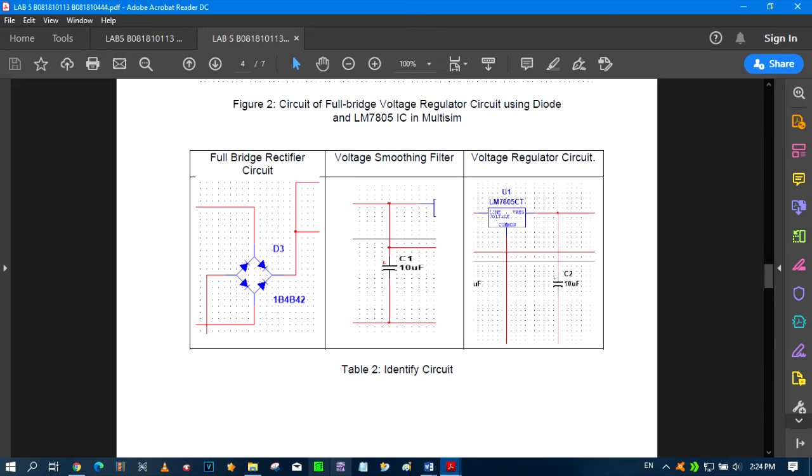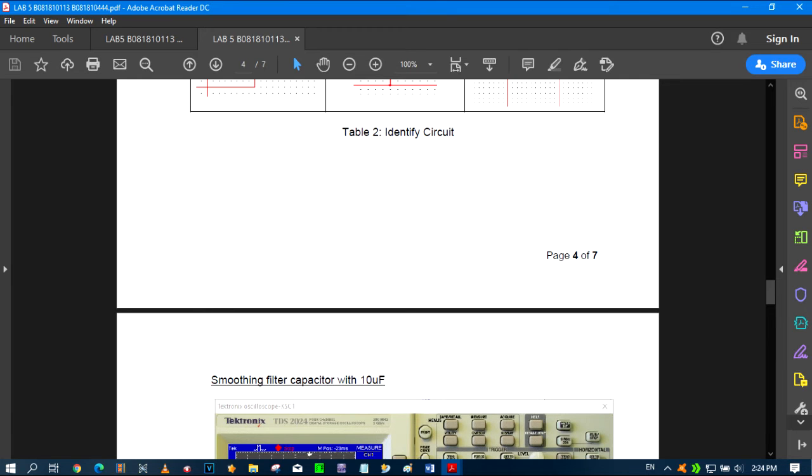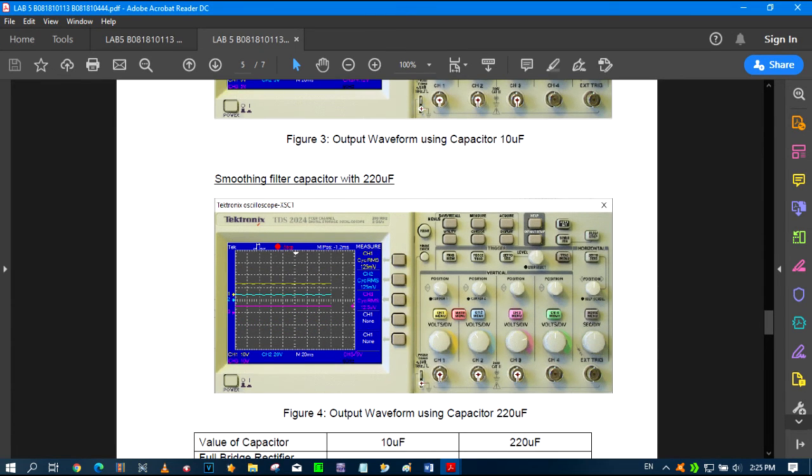The smoothing circuit, which contains a capacitor, is converting the full wave ripple output of the rectifier into a smoother DC output voltage. This is the circuit that we have constructed. From this circuit, we need to measure the ripple voltage and capture the output for each circuit using an oscilloscope and tabulate the data. Then we are required to replace the smoothing capacitor with a 220 microfarad capacitor at the LM7805. The result is also tabulated.